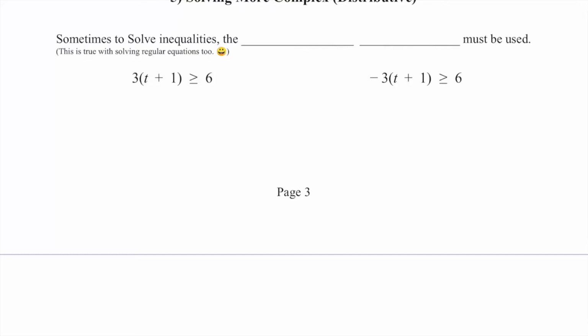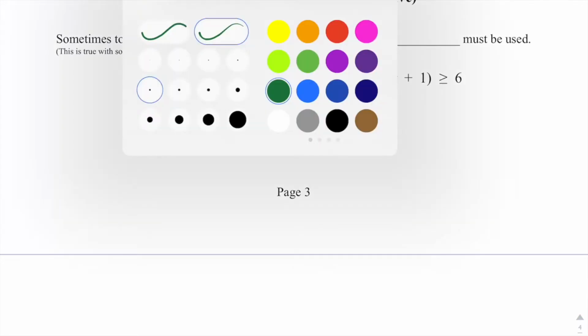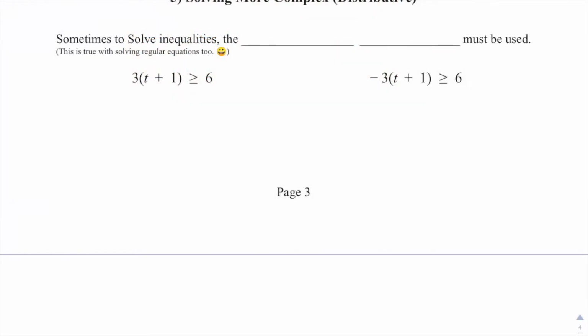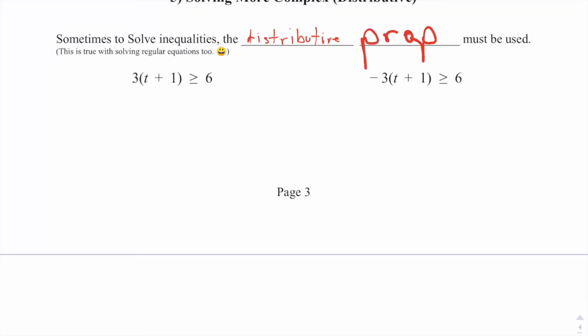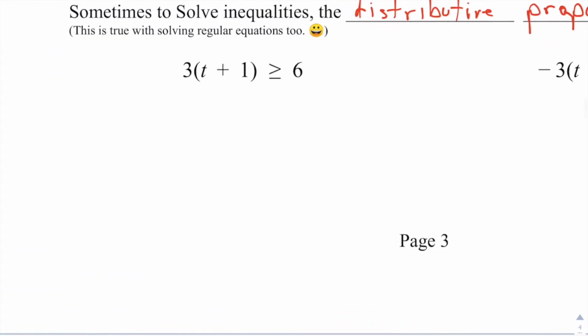So sometimes when we have to solve inequalities, we have to use our old trusty friend, the distributive property. So again, sometimes we just have to use the distributive property, and let me do a couple examples to remind you of what the distributive property is.